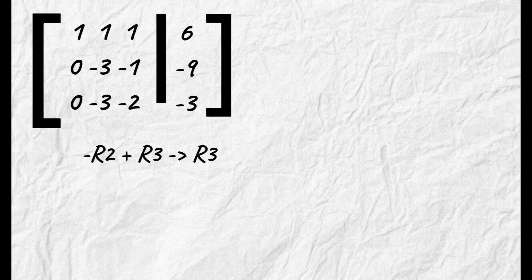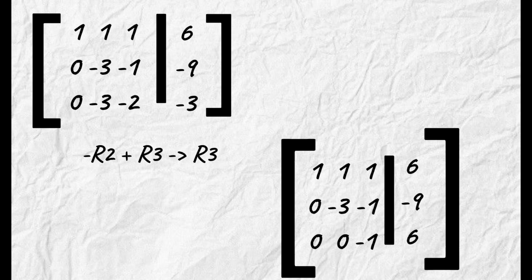Now let's turn the number negative 3 into 0, and our new operation would be negative R2 plus R3 is the new R3. Now you will have to multiply all the numbers in row 2 by negative 1 and add the results to the numbers in row 3 to get the new row 3. And this is now the result. The only numbers that will be changed are the numbers in row 3.